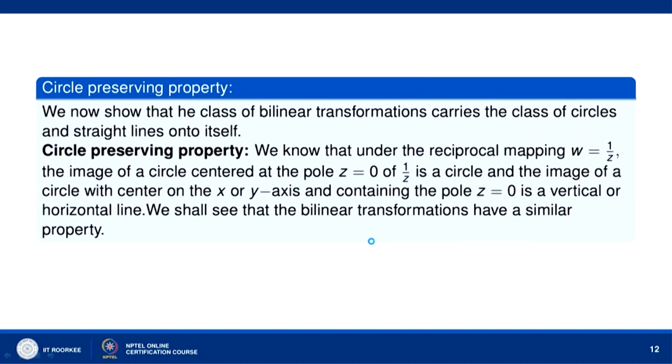Now, let us show that the class of bilinear transformations carries the class of circles and straight lines onto itself. First, we show the circle preserving property. We know that under the reciprocal mapping w equal to 1 by z, the image of a circle centered at the pole z equal to 0 of 1 by z is a circle, okay, and the image of a circle with center on the x or y axis and containing the pole z equal to 0 is a vertical or horizontal line. And so we are going to see that this property is also possessed by bilinear transformations.